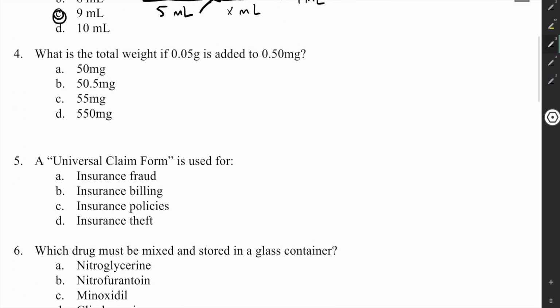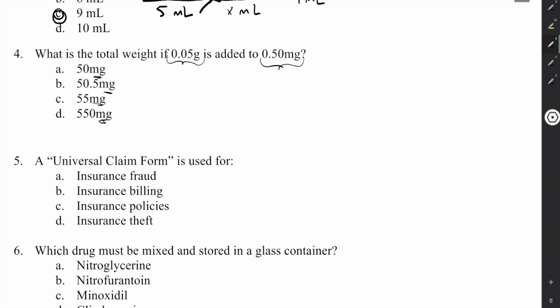Alright, so for the next one, number 4, what is the total weight if 0.05 grams is added to 0.50 milligrams? Go ahead and try to solve this one yourself. Alright, one way that we can do this is we see they want the answer in milligrams just by looking at the answers. So we want to convert everything to milligrams. Well, this one is already in milligrams. Is this one in milligrams? Nope. So we're going to want to convert that to milligrams.